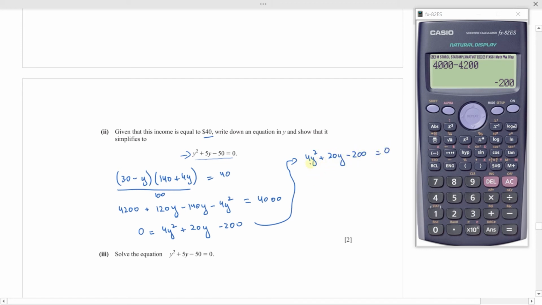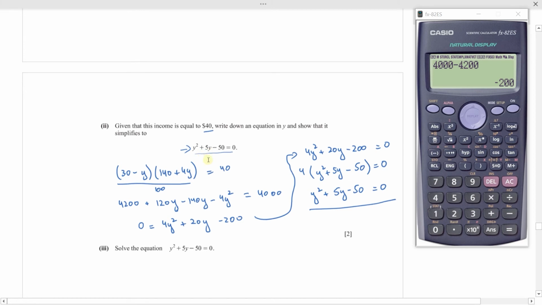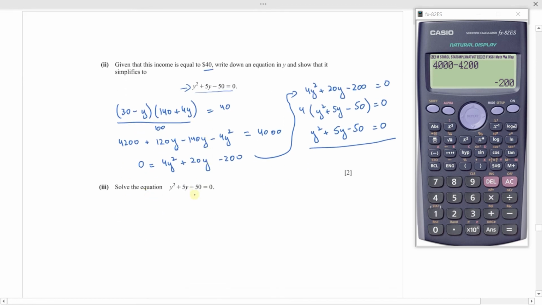Now I can take 4 common, because 4, 20 and 200 all have the same common factor 4. If I take 4 common, I'll be left with y square plus 20 divided by 4, which is 5y, minus 50 equals 0. And if I take this 4 to the other side, 0 divided by 4 is again 0. So y square plus 5y minus 50 equals 0. And you have shown that the equation in y comes down to this, which is the same as given in the question. The next part is solve this equation.